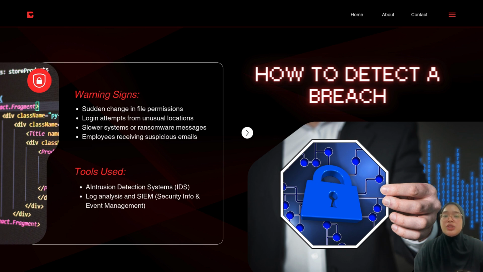Next, let's see how to detect a breach. The common warning signs are unusual file permission changes, suspicious login patterns, for example from foreign IPs, unexplained system slowness, complaints from users receiving phishing emails, and locked or encrypted files. These are ransomware behavior. The tools to detect breaches are Intrusion Detection Systems (IDS) to monitor network traffic for malicious activity, Security Information and Event Management (SIEM) that collects and analyzes logs in real time, and lastly, Endpoint Detection and Response (EDR) that detects suspicious activity on user devices. Early detection reduces the damage significantly.